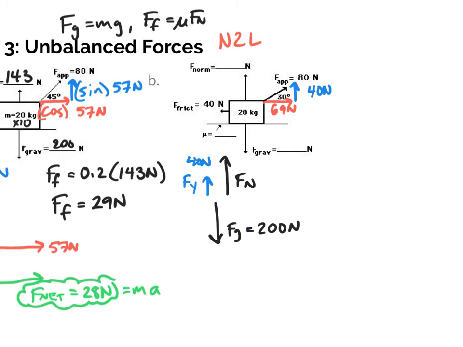The normal force, in order to get up to 200, would have to equal 160 newtons. So again, the normal force is going to be the difference between that vertical component and gravity. So again, that's going to equal 160 newtons. All right, now again, I'll fill that out too for 200 newtons.